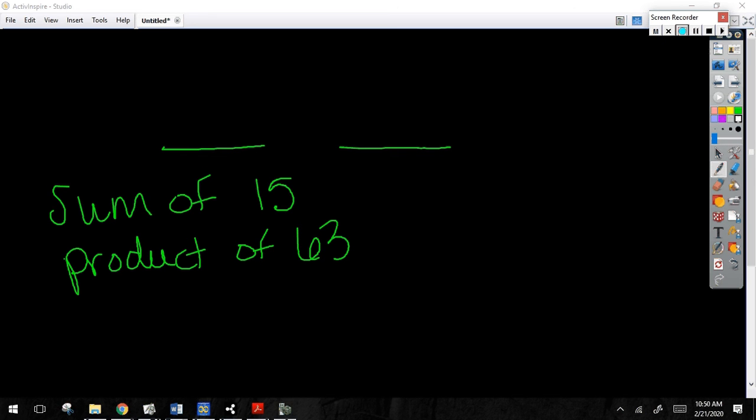Okay, so can we agree that one of the numbers needs to be x? So if one of them is x, how can I write the second one using an x and using the information given here?